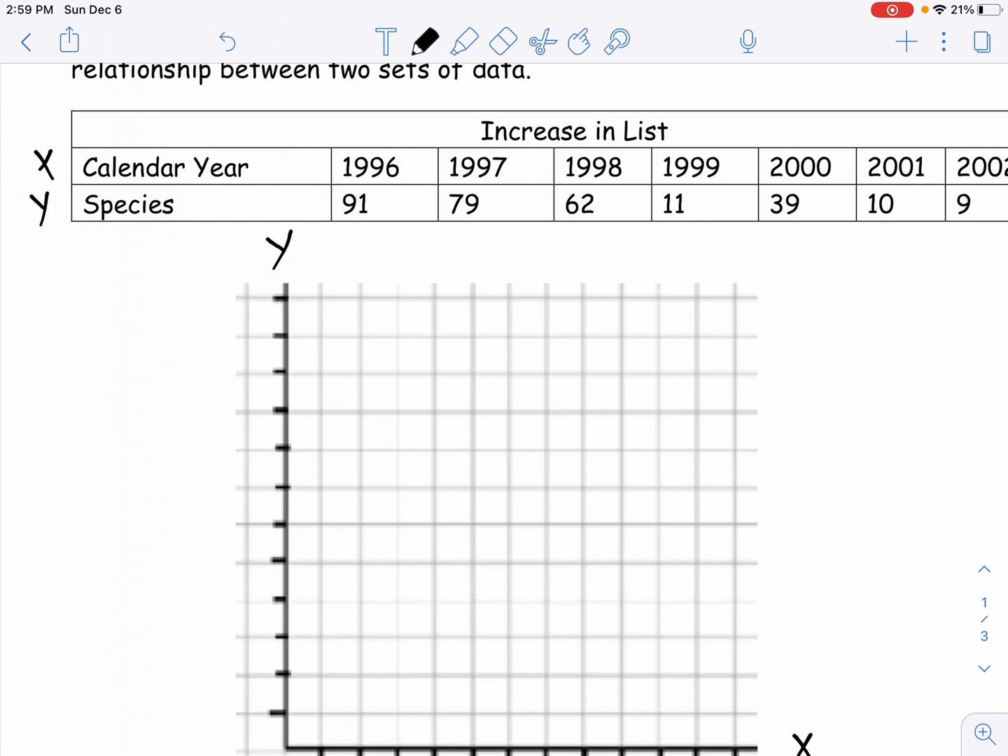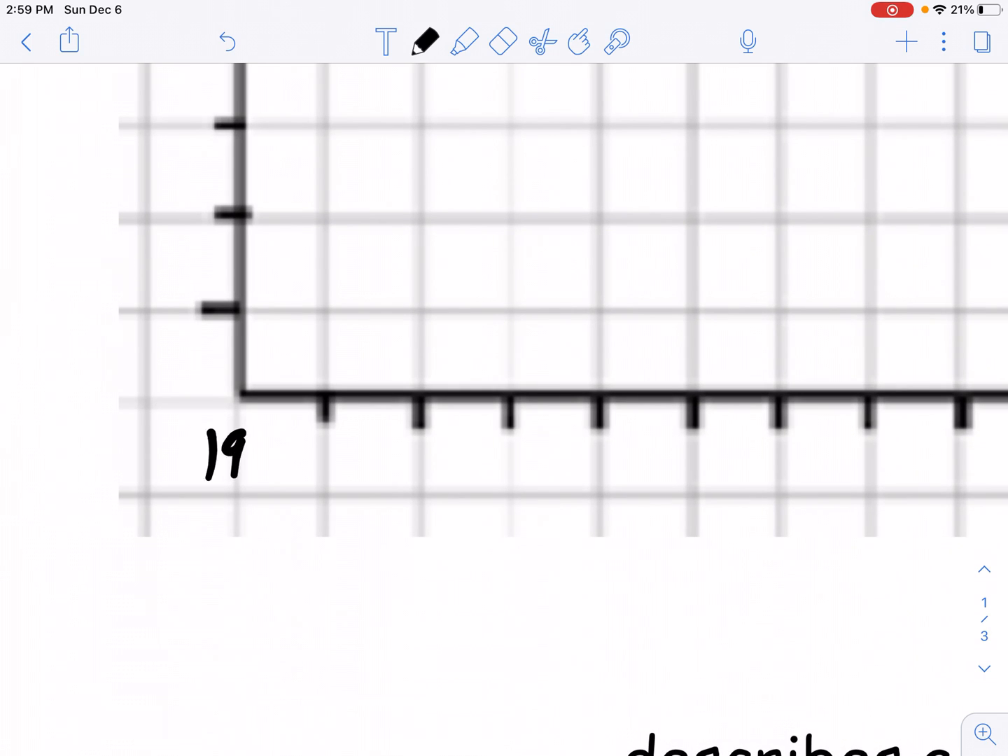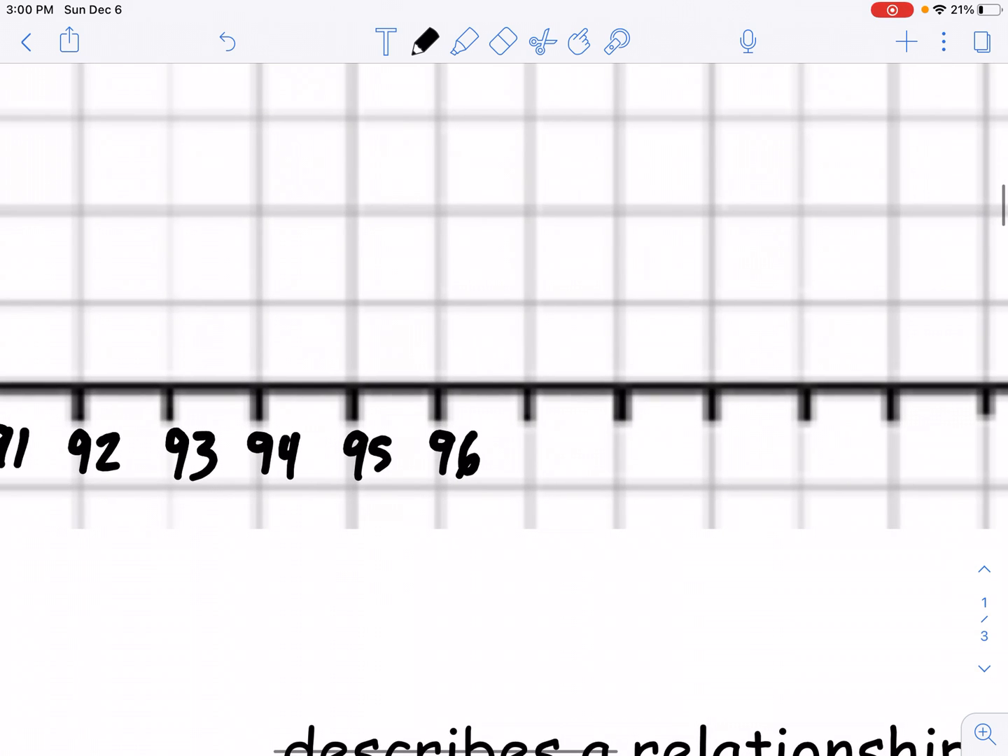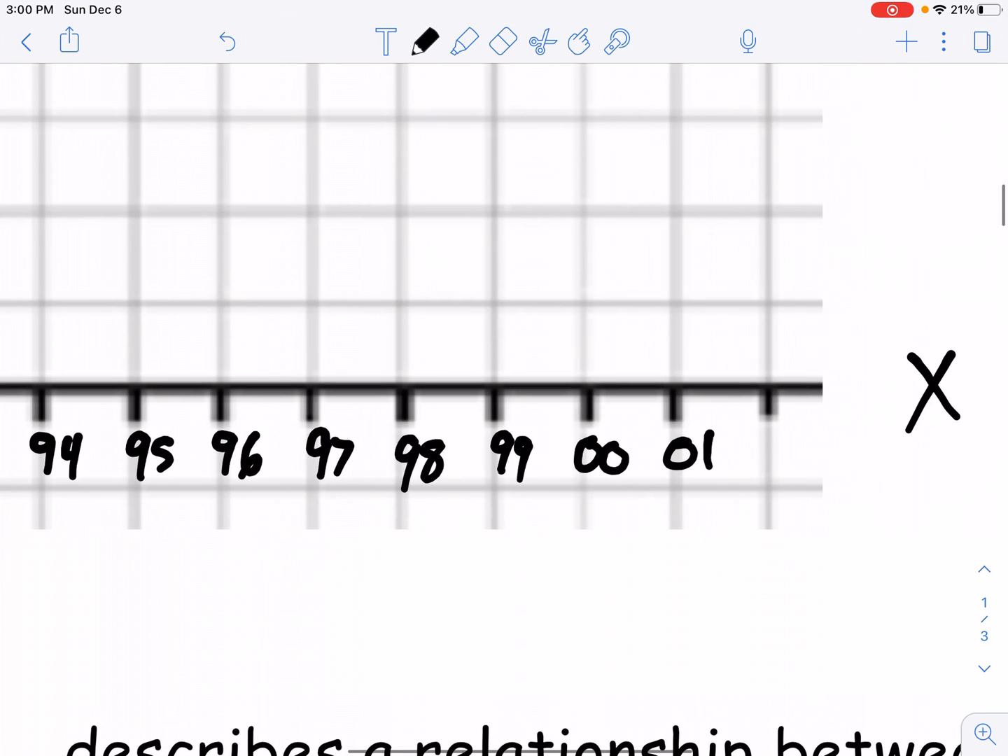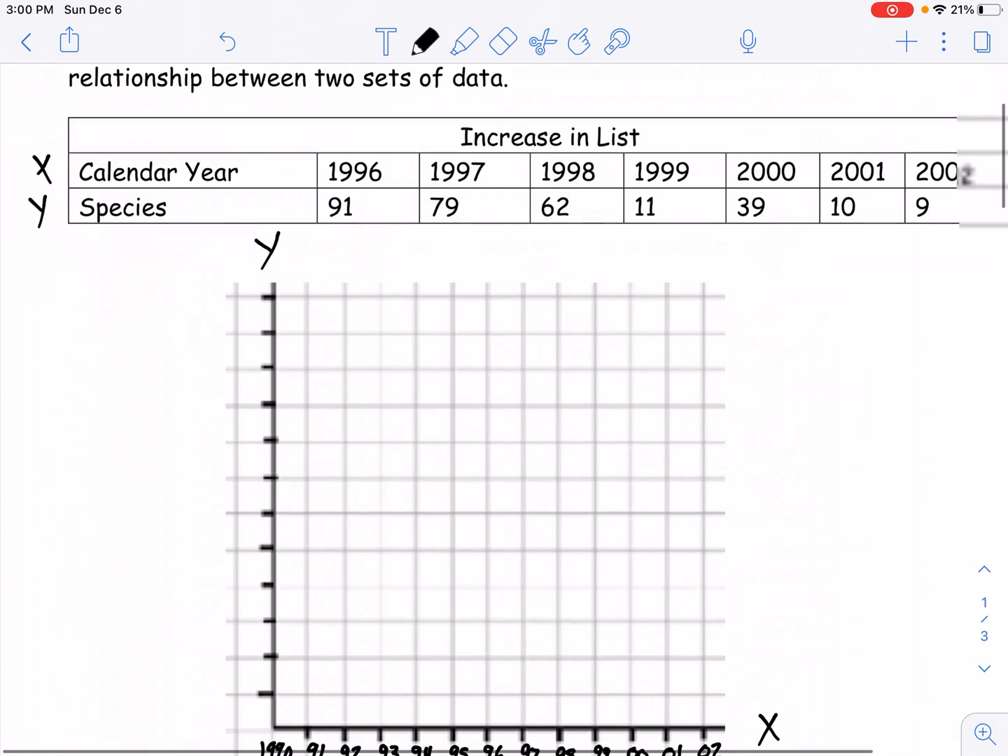Now, since our calendar year is using years, 1996, 1997, we might start with the year 1990 and then just go up by 1 year every year since. So I'm actually going to start with 1990, but then we'll go to 91, 92, 93, 94, 95, 96, 97, 98, 99. Then, of course, we hit the year 2000, 2001, and 2002. And so that accounts for all the years that we have listed here.